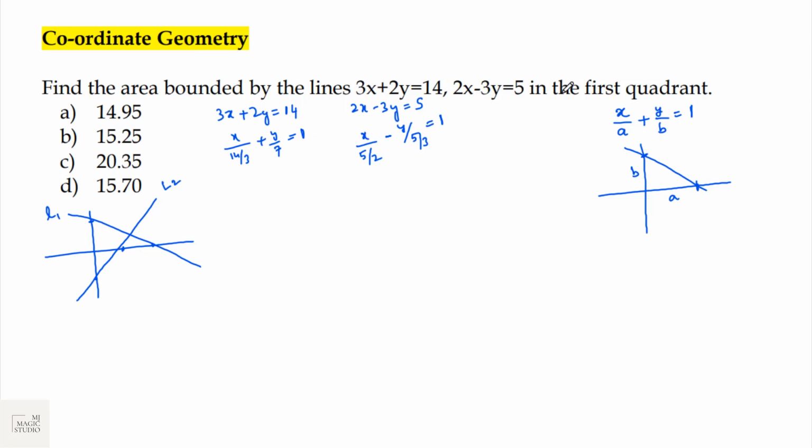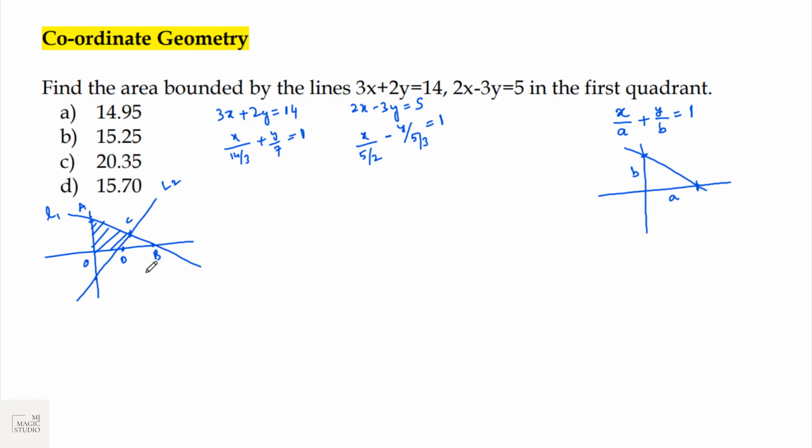Find the area bounded by the line this and this in the first quadrant. We are looking out for this particular area. Let's mark this up. This is O, A, B, and let it be C, D. So the required area is AODC, which is nothing but area of triangle AOB minus area of triangle COB.